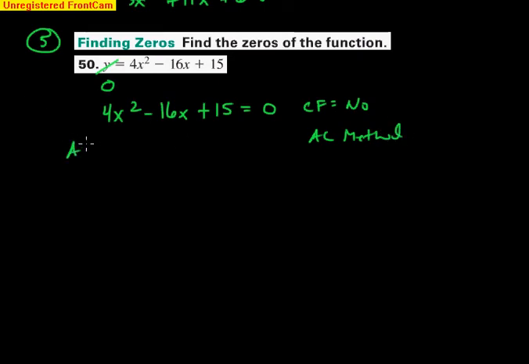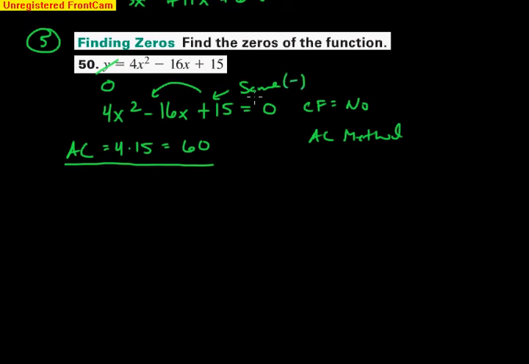So I will find what AC is. AC is 4 times 15, and 4 times 15 is 60. There is my new magic number. Now, since C is positive, the signs will be the same. B is negative, that means your same signs will both be negative. And now we're looking for the factors of 60. The factors of 60 will start with 1 and 60. Since these signs are the same, they're both negative, negative 61. That is not negative 16.